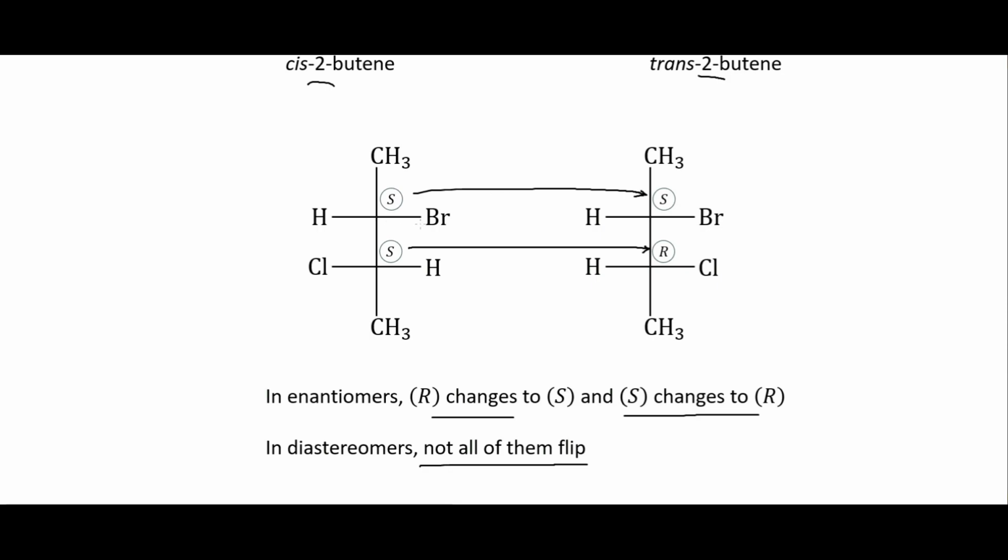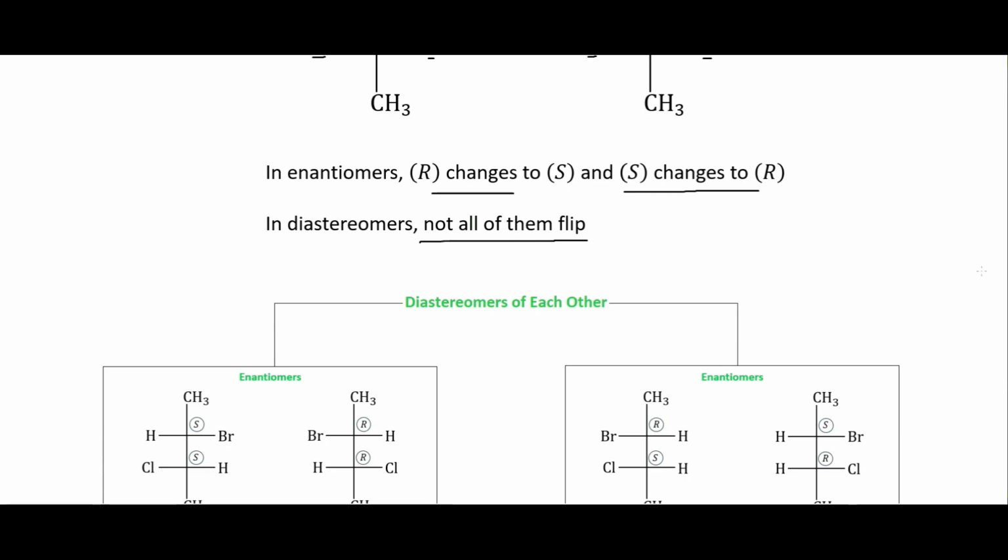And so this right here is just staying the same. This H and this Br are staying the same between them, but now we are interchanging this chlorine and this hydrogen right here between the two. And so, like I said, in enantiomers, all of the R has to change to S and all of the S has to change to R. But in diastereomers, not all of them will flip.